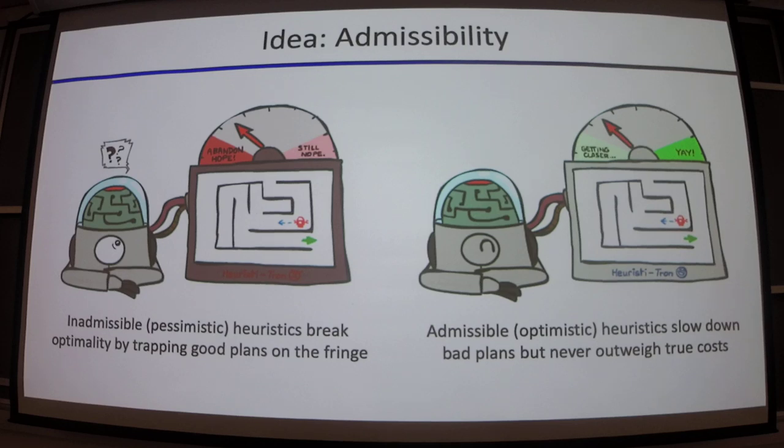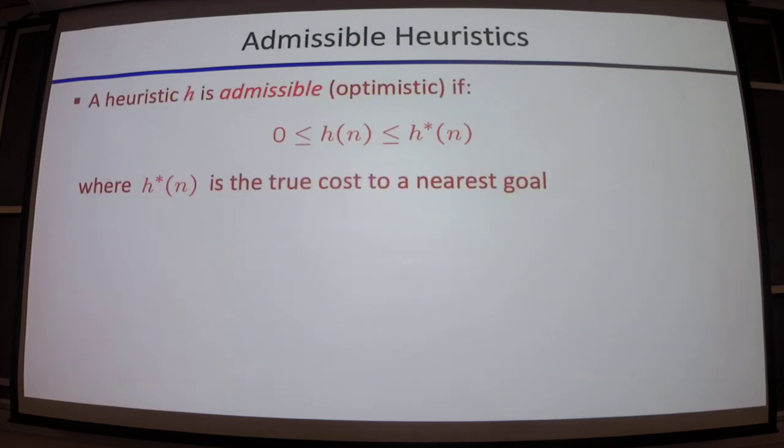The intuition here is that a pessimistic heuristic is going to trap good plans on the fringe, because we have this bad pessimistic heuristic value being added to them. Whereas an admissible heuristic will slow down bad plans, but it won't outweigh the true cost. More formally, a heuristic H is admissible if it is greater than or equal to zero. That's an important part. You can't have negative heuristic values in admissible heuristics. It also must be less than or equal to H star of n, where H star of n is the true cost to the nearest goal. So that's the optimal path from n to the nearest goal.